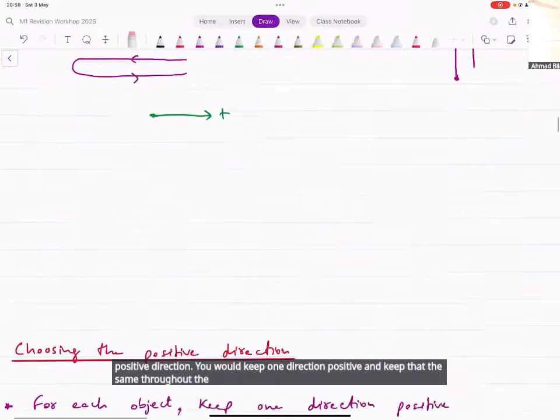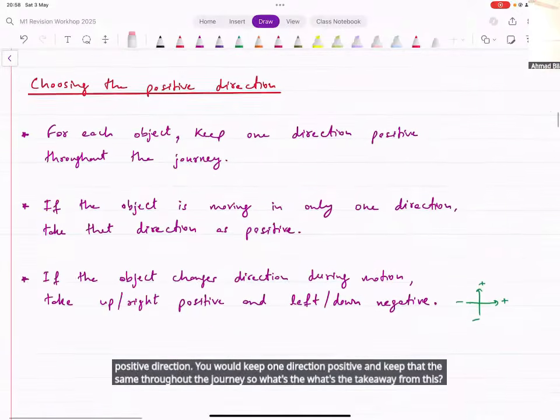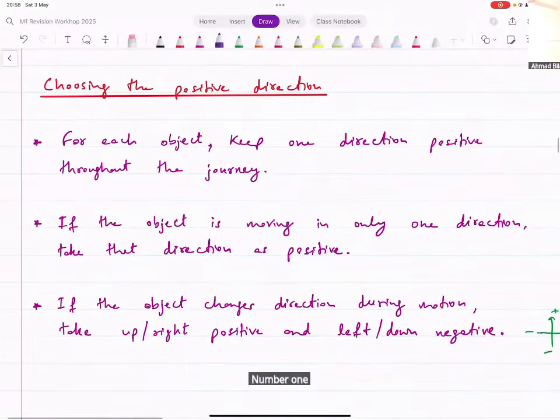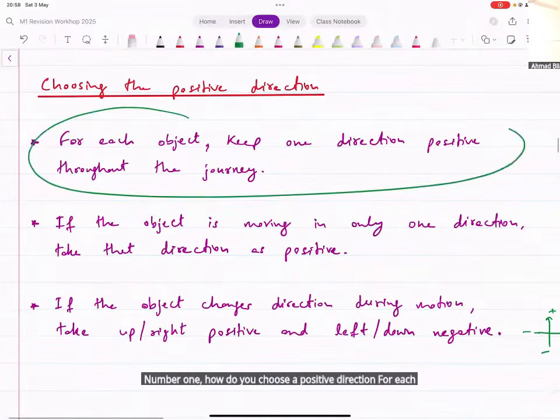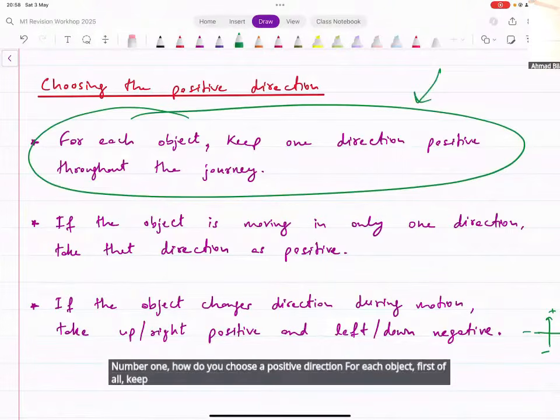So what's the takeaway from this? Number one, how do you choose positive direction? For each object, first of all, keep one direction positive throughout the journey. Do not change that in the middle of the journey. Keep one direction positive throughout.